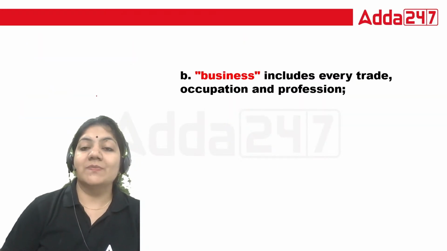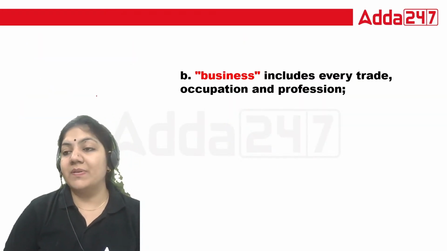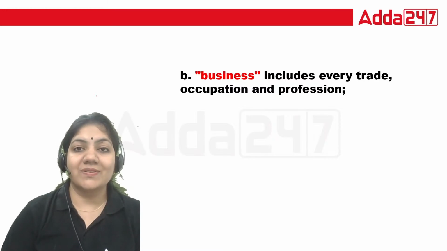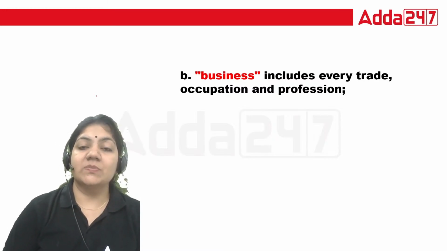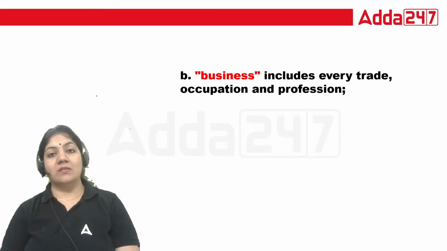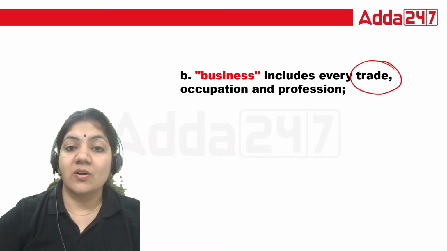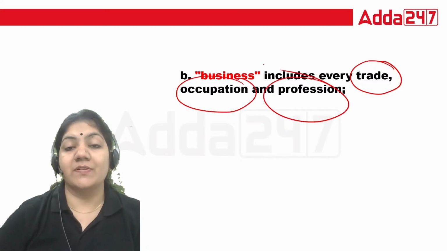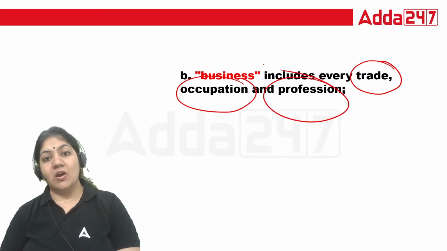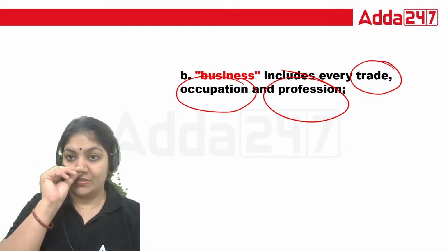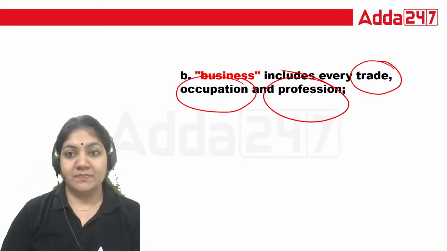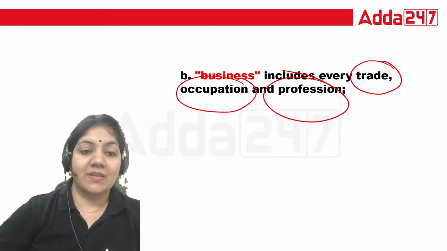Now, what is business? A company's main motto is to do business, and for the partnership also the main theme is business. So business includes every trade, occupation and profession. Every trade, occupation and profession is called business. This is the basic and simple definition.